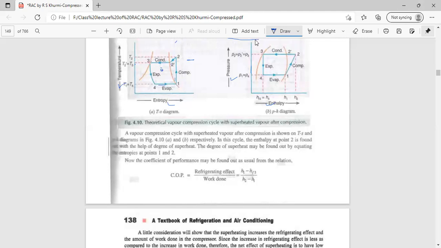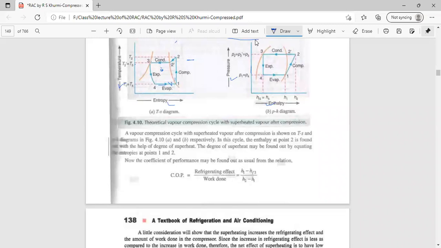The line 1 to 4 is bigger in length than the previous one. In this instance, the compression starts from the wet vapor stage, and somewhere here it is started. So the evaporating effect is more here. But at the same time, the work required to be done by the compressor is more than the previous one, where initially it was from here to here, but now it is increased from here to here.